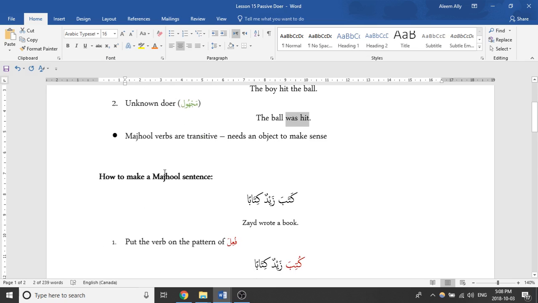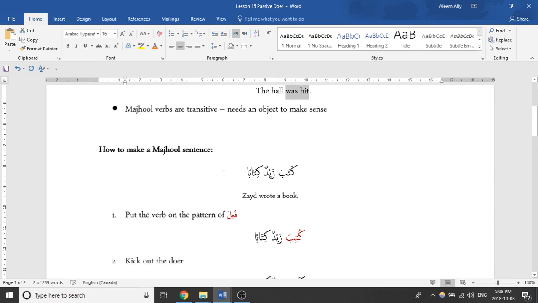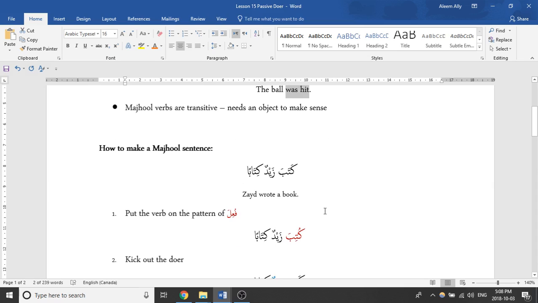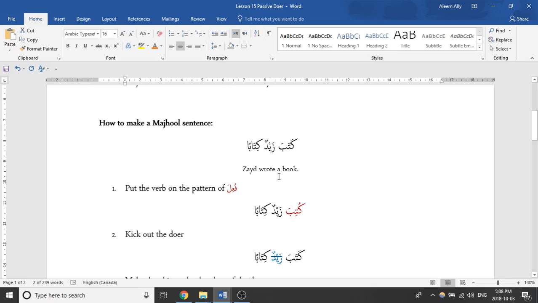Okay, so how do we make a majhool sentence? There are 4 steps. You start off with your verbal sentence, which is كتب زيد كتاب, which means Zayd wrote a book. First, take the verb and put it on the pattern of فُعِلَ, so كُتِبَ. This is the sign of a majhool verb. When you see a verb put into a state of fu'ila, that means it's now majhool.